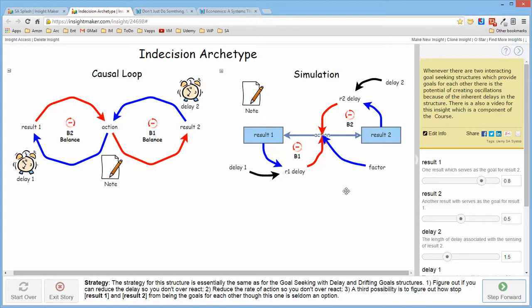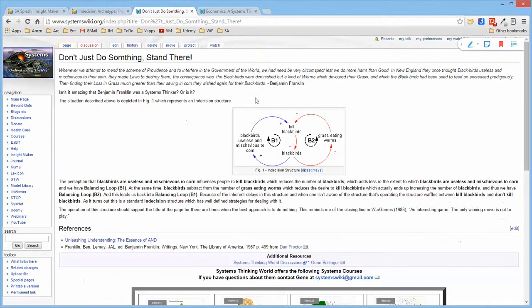There are a couple of examples provided in the references for this lecture. One has to do with blackbirds and grass-eating worms. The blackbirds are annoying, so the choice is to kill blackbirds, reducing the blackbirds so that they're not so annoying. But when you kill the blackbirds, they don't eat so many of the grass-eating worms, which are harmful, so people decide that they want to kill more blackbirds. So this oscillates back and forth, back and forth.